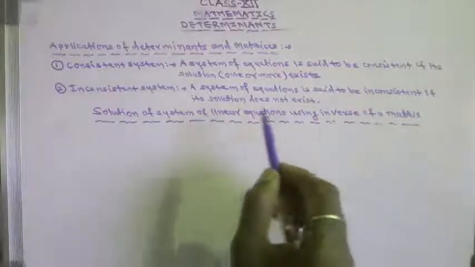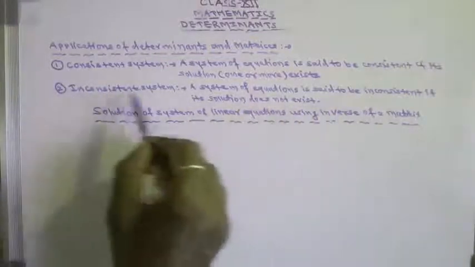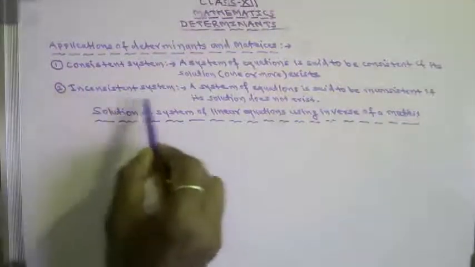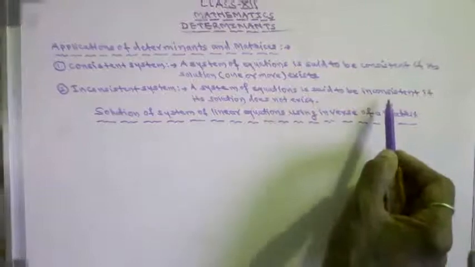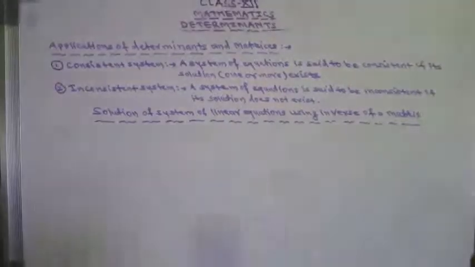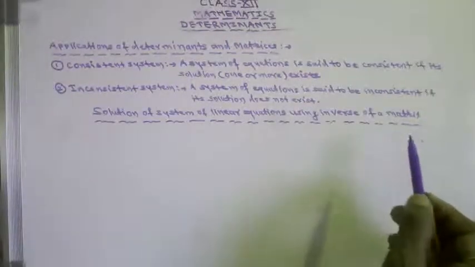Inconsistent system: a system of equations is said to be inconsistent if its solution does not exist. Okay, now see, solution of system of linear equations using inverse of a matrix.